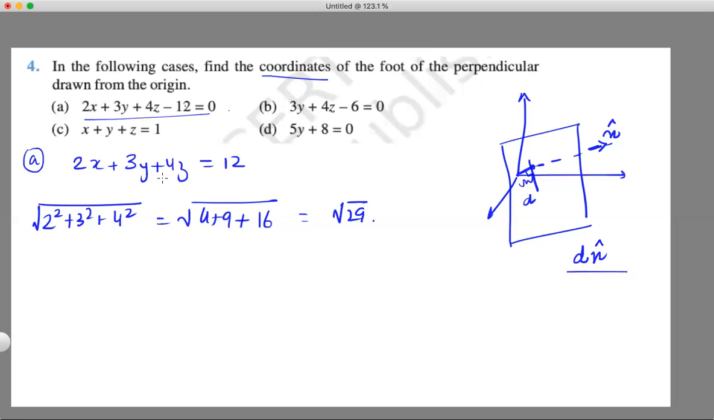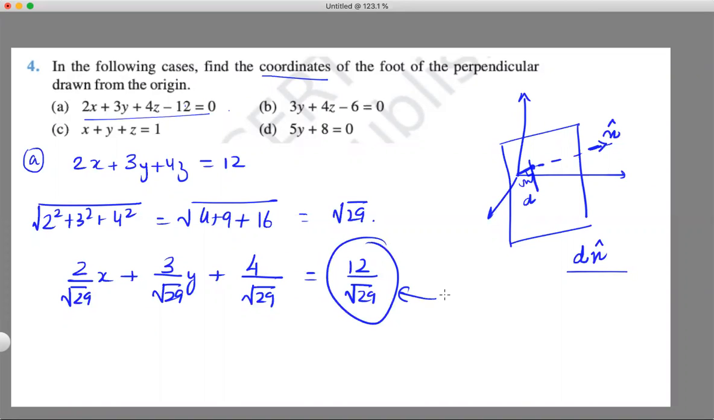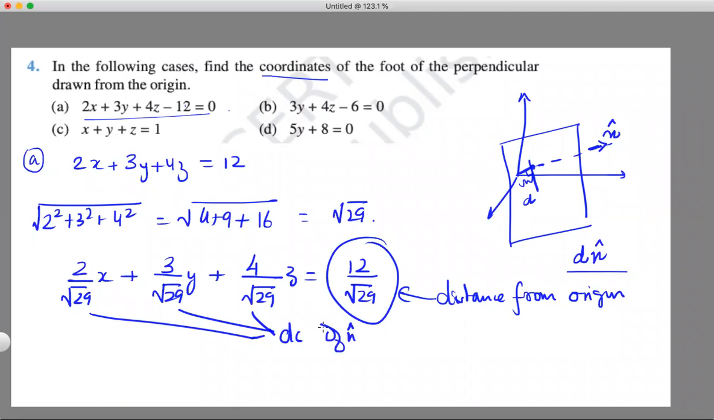Okay, so now we write the equation like this. We will divide it by root 29 all the way. Now this is the distance from the origin, right? This is the distance from the origin, and these are the direction cosines of the n unit vector.